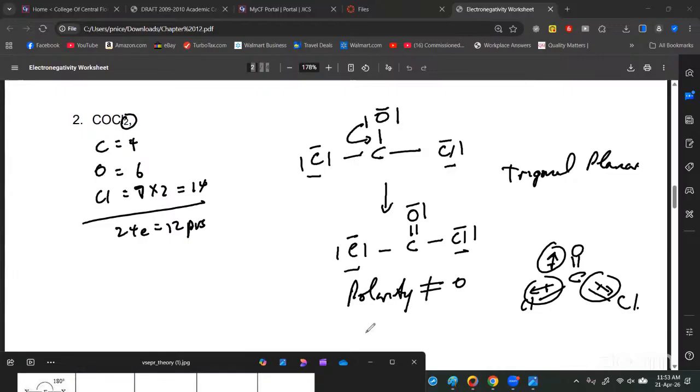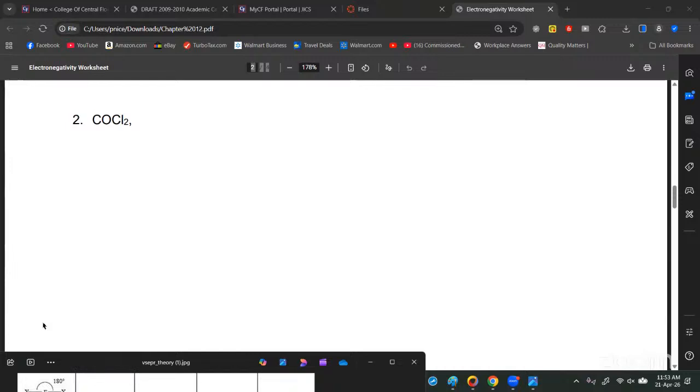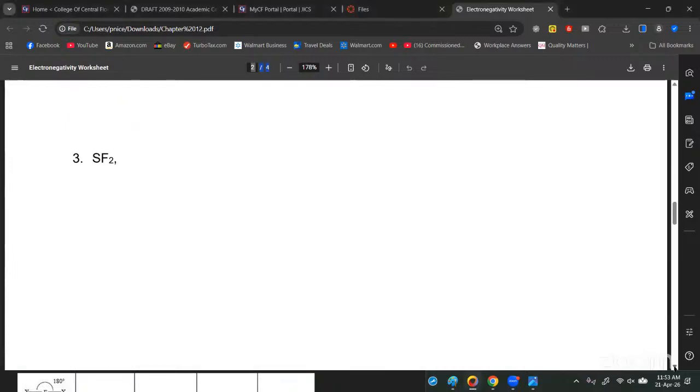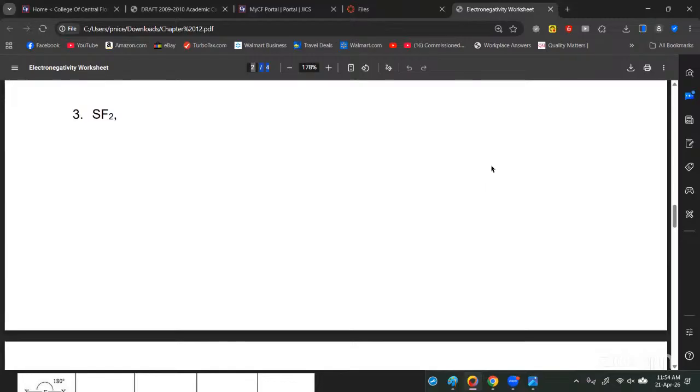Which means that the molecule is polar. All right, so the molecule represented by this formula would have a net polarity, and therefore the molecule is polar. All right, and that answers number 2. Any questions about that? Okay, let me clear this. Now, let's see if we can do number 3 with minimum help from yours truly.